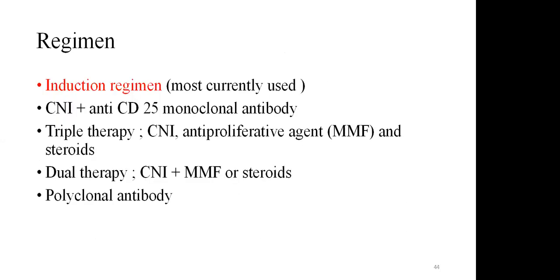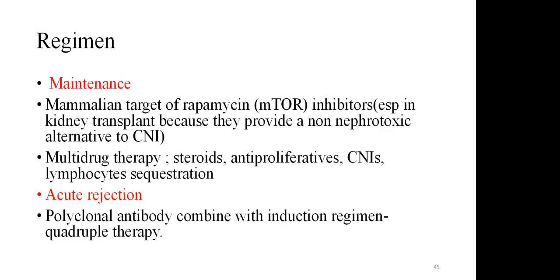So the regimens used for immunosuppression include those used for induction, maintenance, and rescue agents. For induction, we have the calcineurin inhibitors plus a CD25 monoclonal antibody, which is an antibody to the interleukin-2 receptor. There is triple therapy, where we use calcineurin inhibitors, antiproliferative agents, and steroids. Then there is dual therapy, which involves use of calcineurin inhibitors, steroids, and mycophenolic acid, then polyclonal antibody.